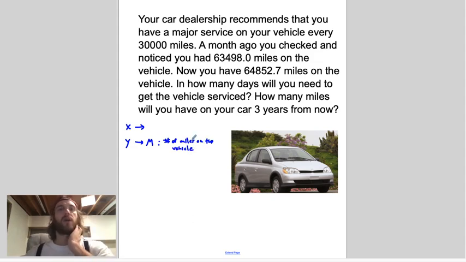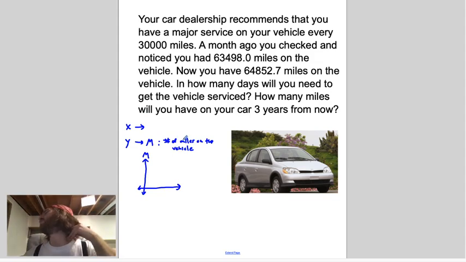Okay. So M is equal to the number of miles on our vehicle. That is, the thing you're measuring, or the thing we're interested in, always goes on the y-axis. Miles is what we're counting. And then on our x-axis, we're going to put the thing that's kind of changing those miles.